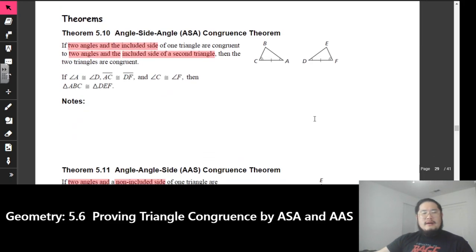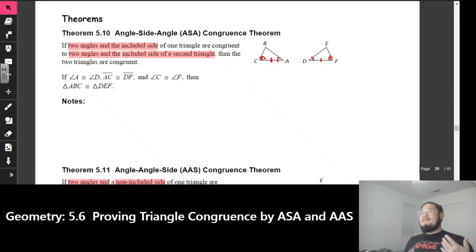So we know right here that angle, side, angle is one of our congruence theorems. And so let's go ahead and read this. It says if two angles and the included side of one triangle are congruent to two angles and the included side of a second triangle, then the two triangles are congruent. So remember, it has to be an angle, the included side, and another angle for us to use ASA. You can see that once again right here. Angle, included side, and an angle.